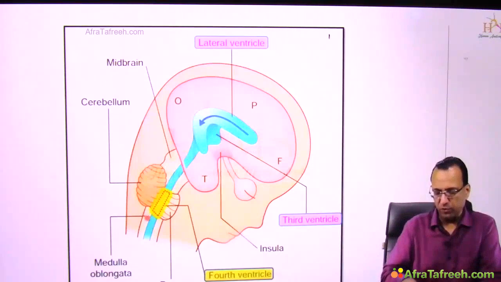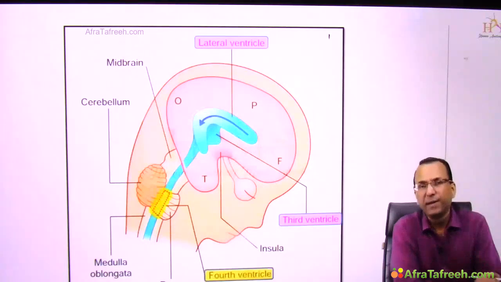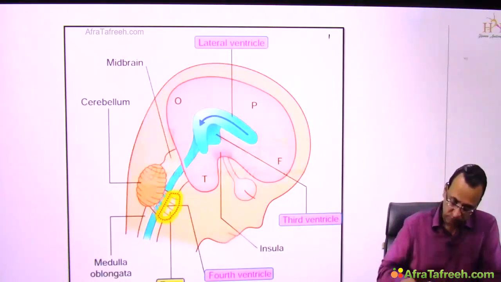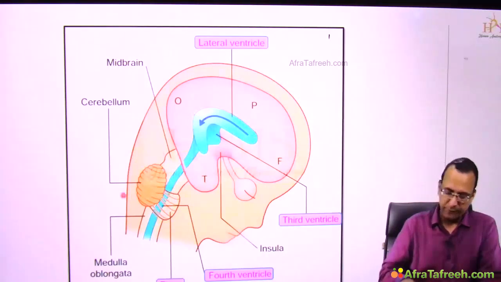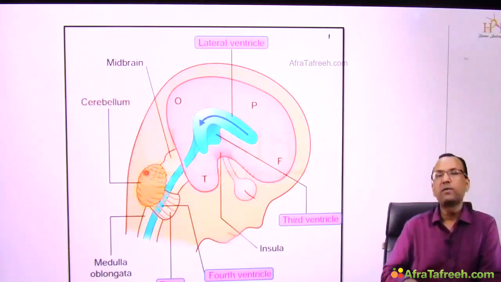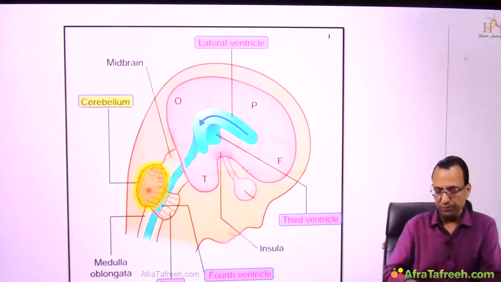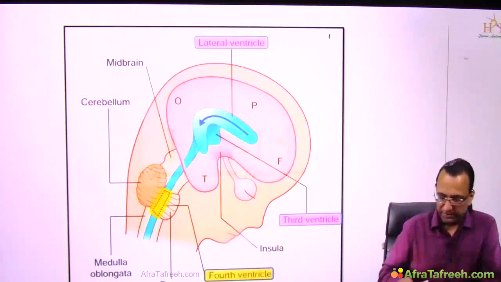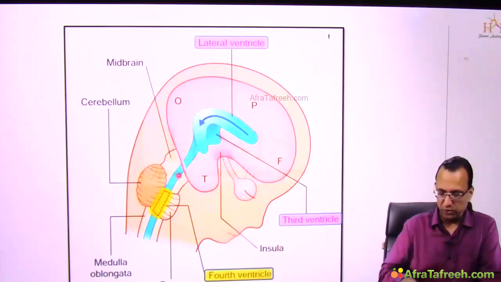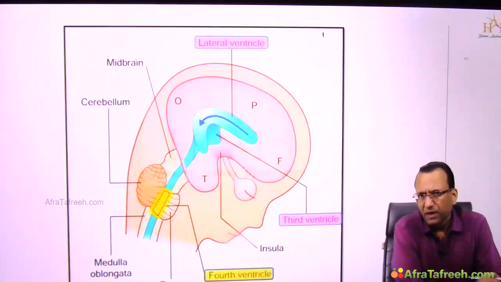If you remember, the fourth ventricle is sandwiched between the brainstem anteriorly, chiefly the pons, and the cerebellum posteriorly as the roof. So the cerebellum is posteriorly the roof of the fourth ventricle, and the fourth ventricle is actually sandwiched between the brainstem anteriorly and the cerebellum posteriorly. This is what we have discussed earlier as well.